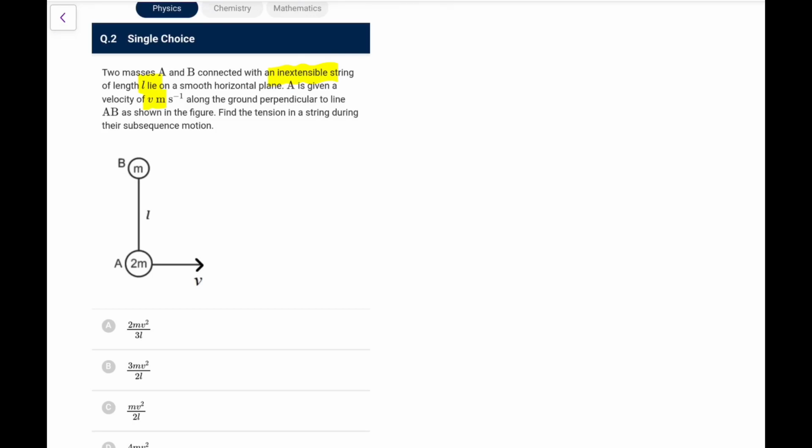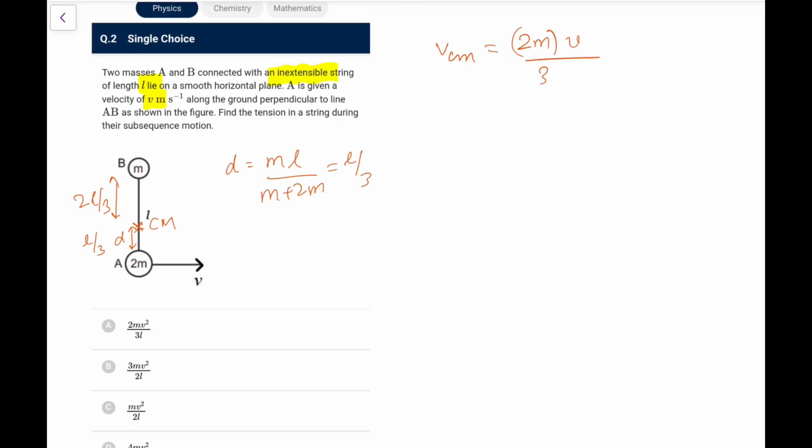If I give it V, I'll resort to the CM frame. First of all, because the masses are M and 2M, I can directly say the CM would be closer to the heavier one. If I denote this distance as D, it would be equal to m into L upon m plus 2m, that is L by 3. So this is L by 3, and this would be 2L by 3. Now, what is the velocity of the CM first of all? The velocity of the CM at this moment would be 2m into v, that is at rest, divided by 3m, that is 2v by 3.